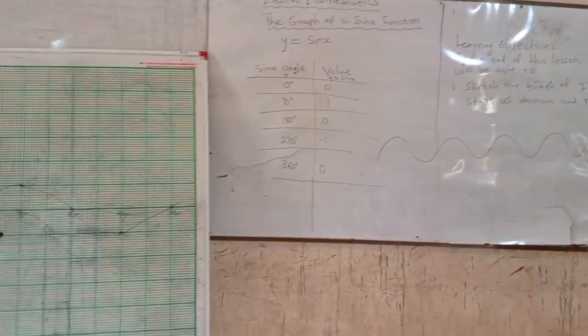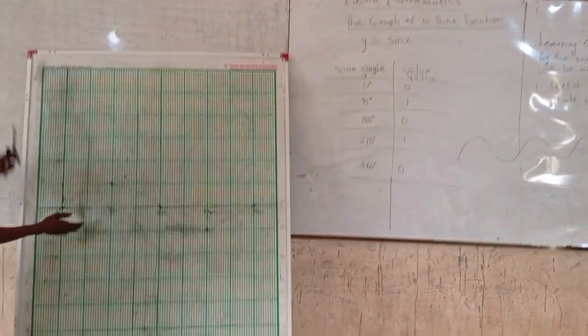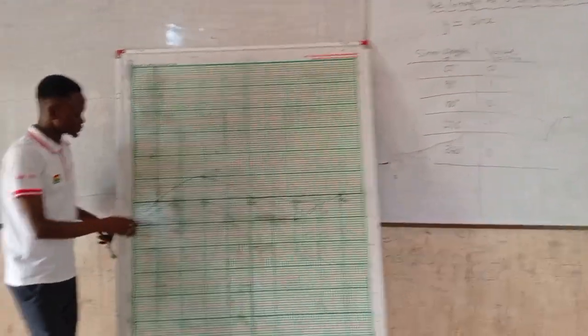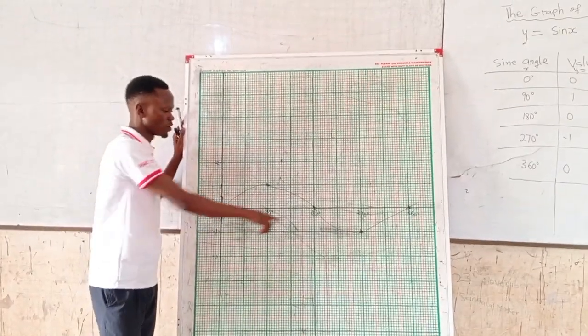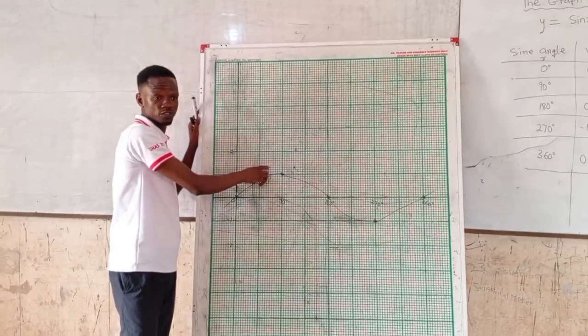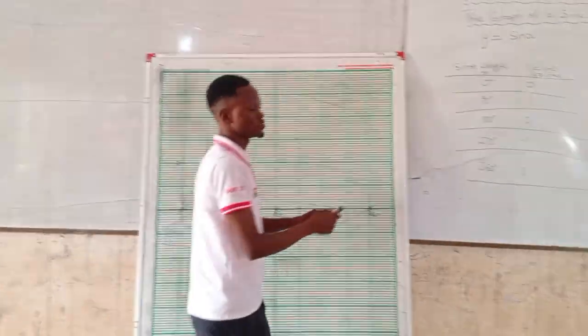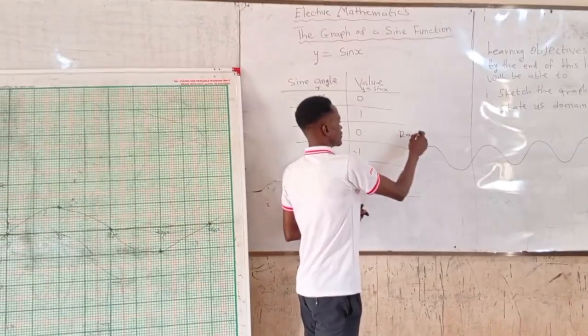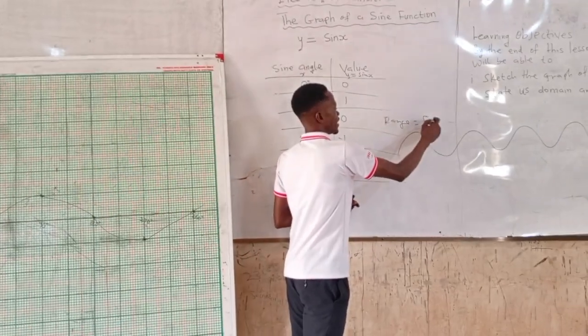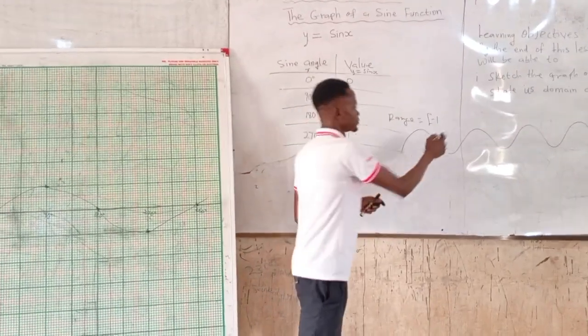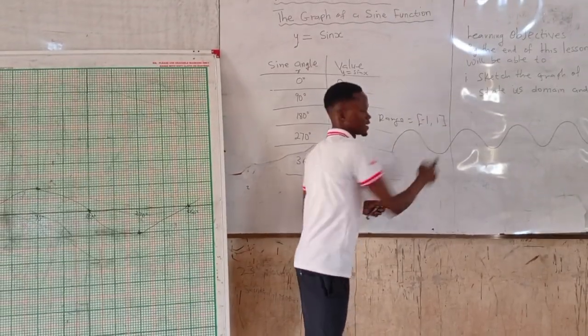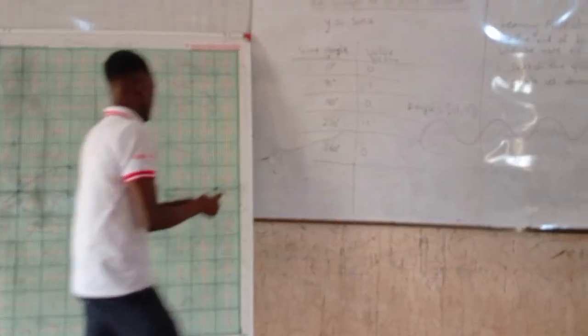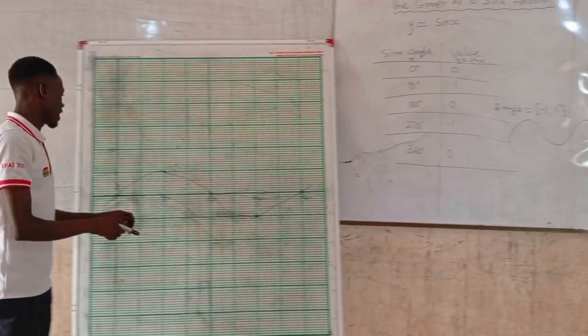Okay. Now, let's look at the graph again. The graph has a minimum value of -1 and a maximum value of +1. So that means the range of the sine function is from -1 to positive 1. Excellent. Good.